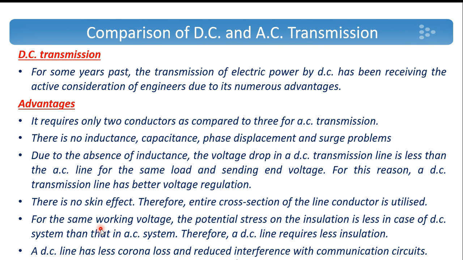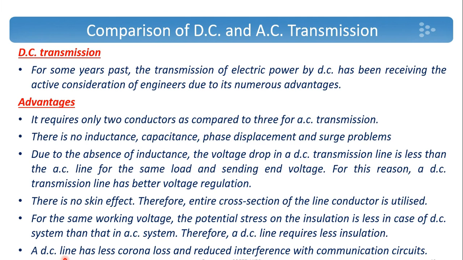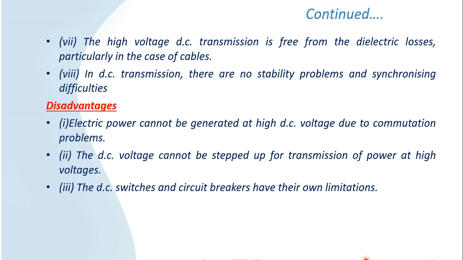For the same working voltage, the potential stress on the insulation is less in a DC system than in an AC system. So, a DC line requires less insulation. The DC line has less corona loss and reduced interference with communication circuits as the frequency is 0. Then the high voltage DC transmission is free from dielectric losses, particularly in the case of cables. In DC transmission, there are no stability problems and synchronizing difficulties as there are no issues with frequency or phase displacement.